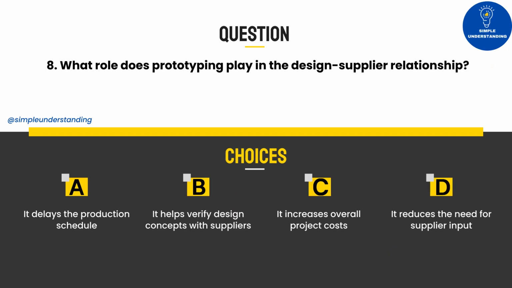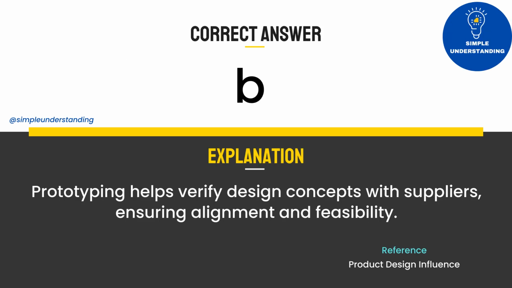8. What role does prototyping play in a design-supplier relationship? A. It delays the production schedule. B. It helps verify design concepts with suppliers. C. It increases overall project costs. D. It reduces the need for supplier input. Correct answer B. Explanation. Prototyping helps verify design concepts with suppliers, ensuring alignment and feasibility.